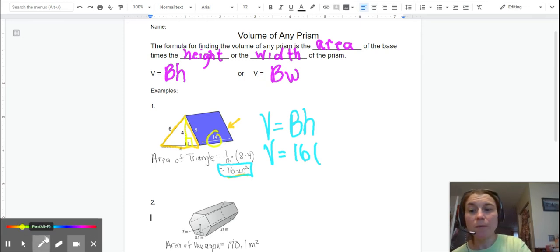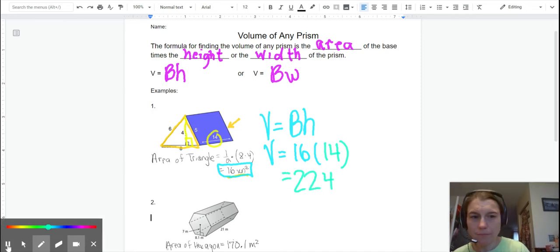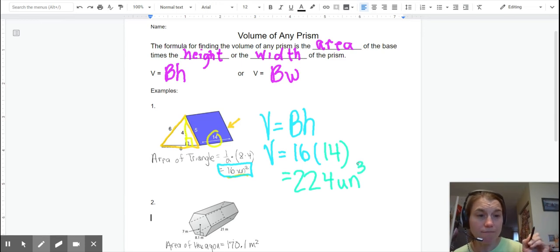So when I fill in the formula, I'm going to do the area of the base times the height, so that's times 14. And then I would just put that in a calculator. So I have the volume is 224 units cubed.